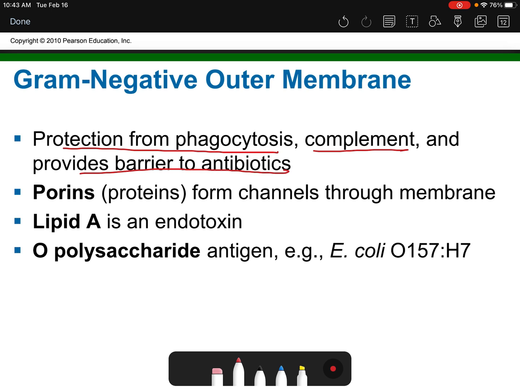And then they can have porins, which are just basically channel proteins that allow movement of materials through the cell. Some of them have what's called lipid A, which is an endotoxin, so that can add to their virulence, how much disease-causing they are. And then they can also have the O polysaccharide antigen. Okay, remember the O157? That's one of the antigens. I remember the flagella had the H antigen in it, and that kind of signals that particular type of E. coli in this case, for example.